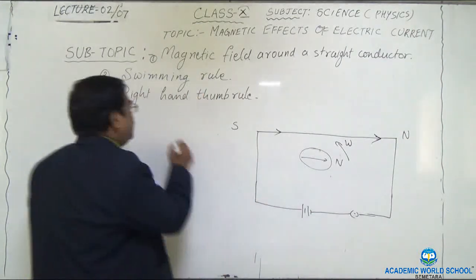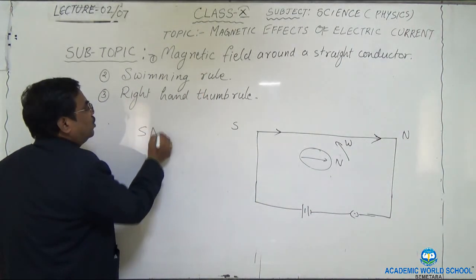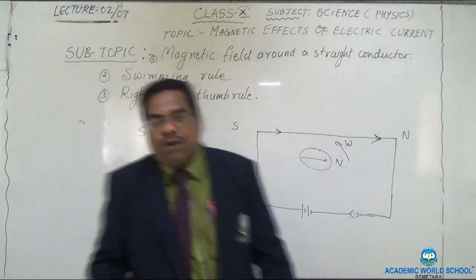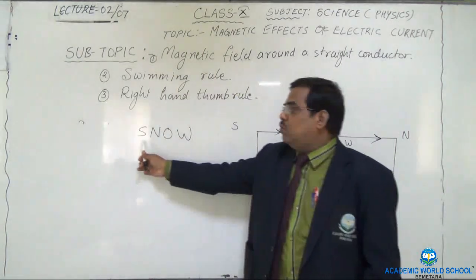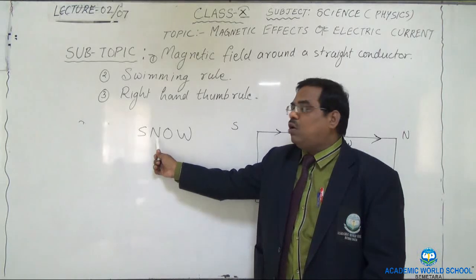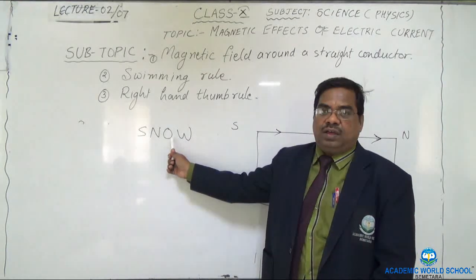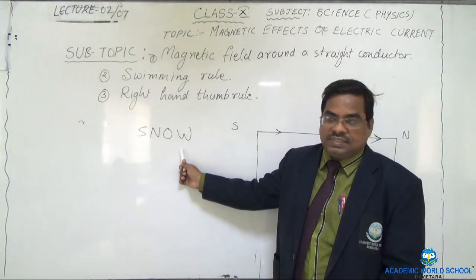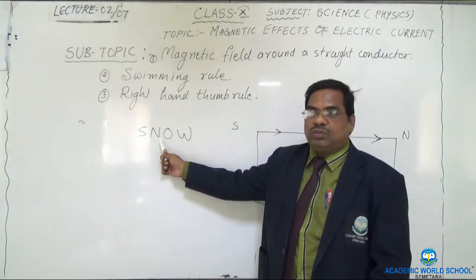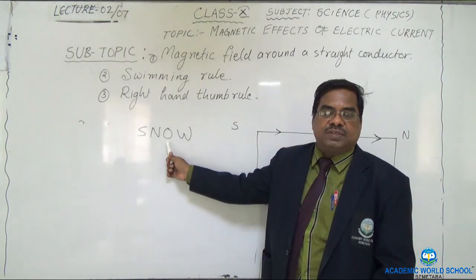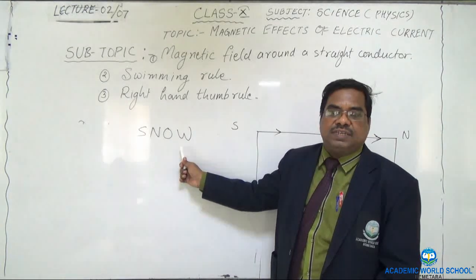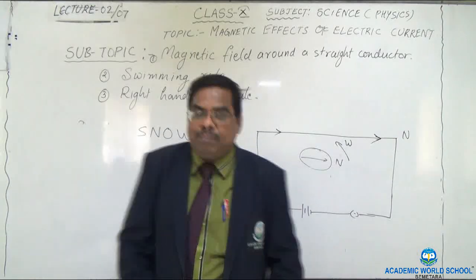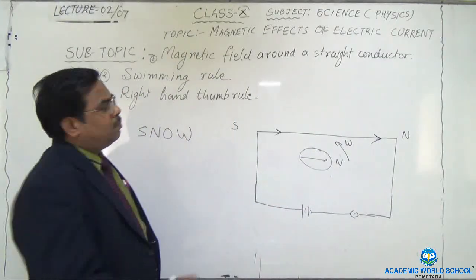This is called snow rule. Snow stands for when current flows from south to north over the wire, the deflection is in the west. South to north over the compass, deflection is in the west. This is called snow rule. I will make it more simpler.